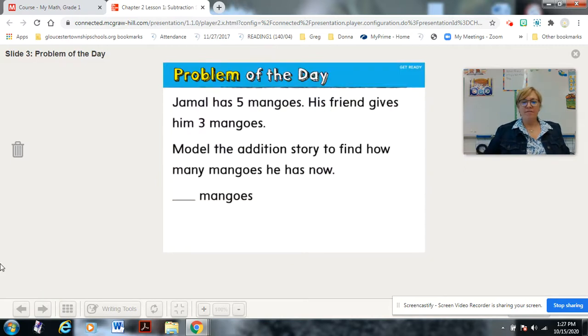Jamal has 5 mangoes. His friend gives him 3 mangoes. Model the addition story to find how many mangoes he has now. When they say model, you can use your counters, okay? Or you could use a whiteboard, okay? But model means use some tool to show how to find how many mangoes. So remember, he has 5, his friend gives him 3. Okay, pause and figure it out.